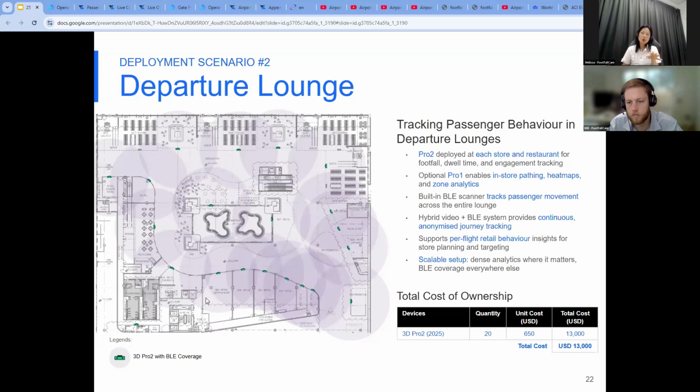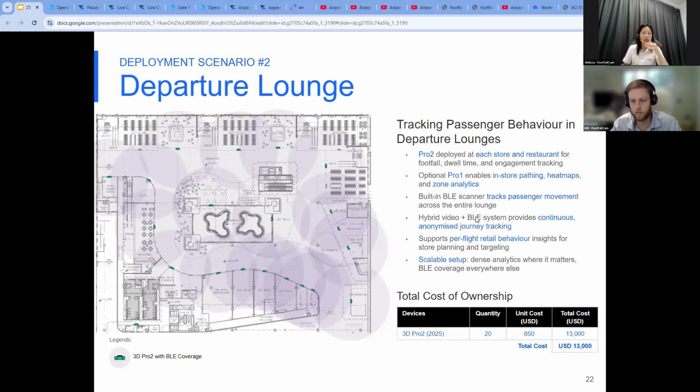If you add an additional Pro 1 unit inside the shop, then they can do path tracking, product engagement, heat map, zone level interaction analytics with each of the shop and dining area, or with your CCTV that you already have. You can connect it up, so you can give all this area and analytics on that. But what sets the Pro 2 apart is its built-in BLE. So we have a hybrid of AI video, 3D stereo vision, and BLE system.